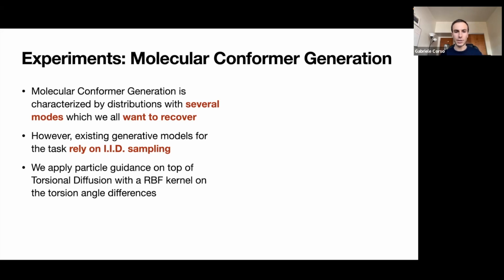And so we apply particle guidance on top of torsional diffusion, which again is work from our lab that is currently the state of the art in molecular conformer generation. Torsional diffusion operates a diffusion process over torsion angles of the molecules. And so we also apply the RBF kernel on torsion angle differences between different conformers. This also has a nice property that it is relatively low dimensional and so more effective from a kernel perspective.